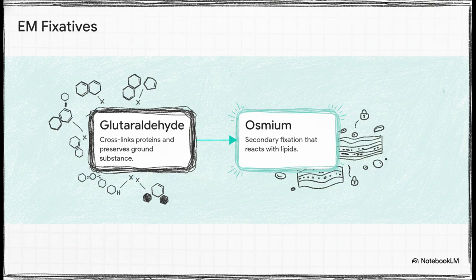Because it's a dialdehyde, it rapidly cross-links proteins and beautifully preserves ground substances like glycogen. But glutaraldehyde leaves lipids completely unprotected. So step 2 is mandatory, a secondary fixation using osmium tetroxide. This reacts heavily with lipids to lock them into place so they aren't extracted during dehydration.